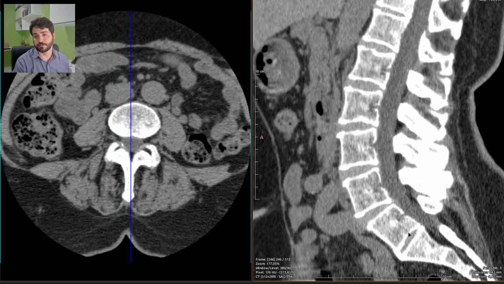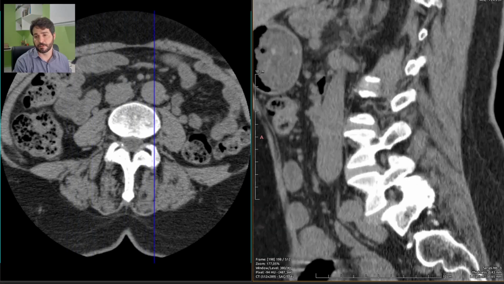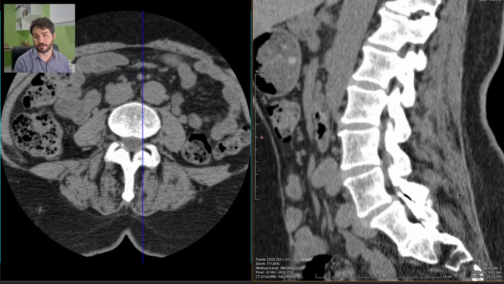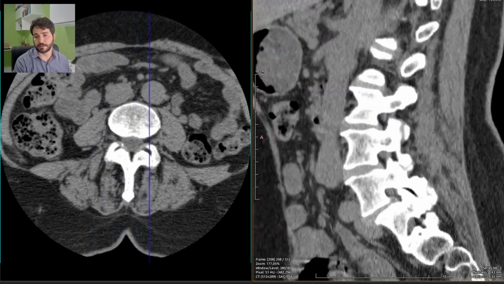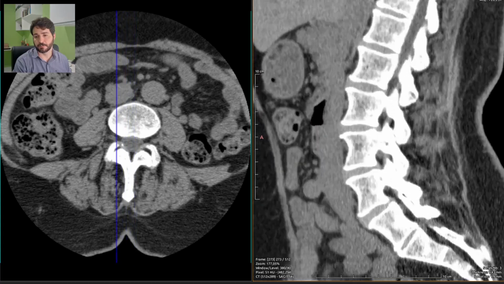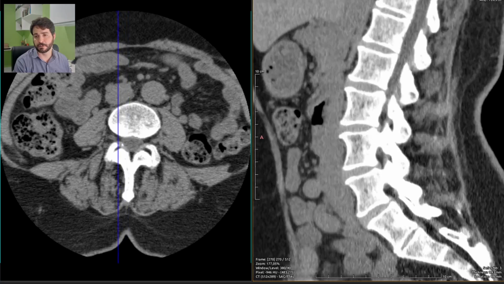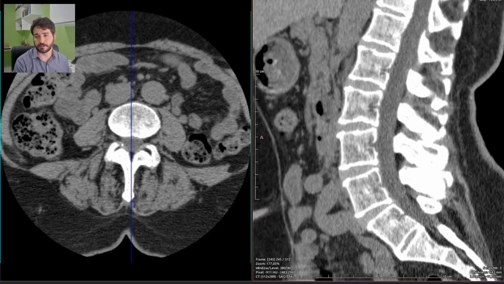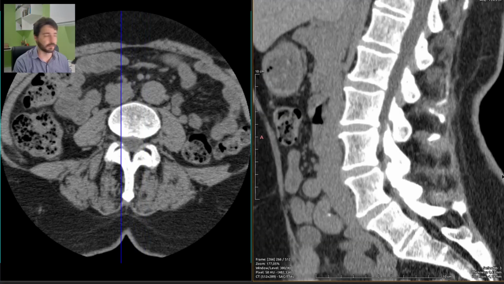It has a rudimentary disc and some anomalous joints, partially fused joints right here. So this is in a site of lumbar spinal instability, which leads to early degenerative disease. So there is degenerative disease all over, but this is probably the cause of the start of the disease.